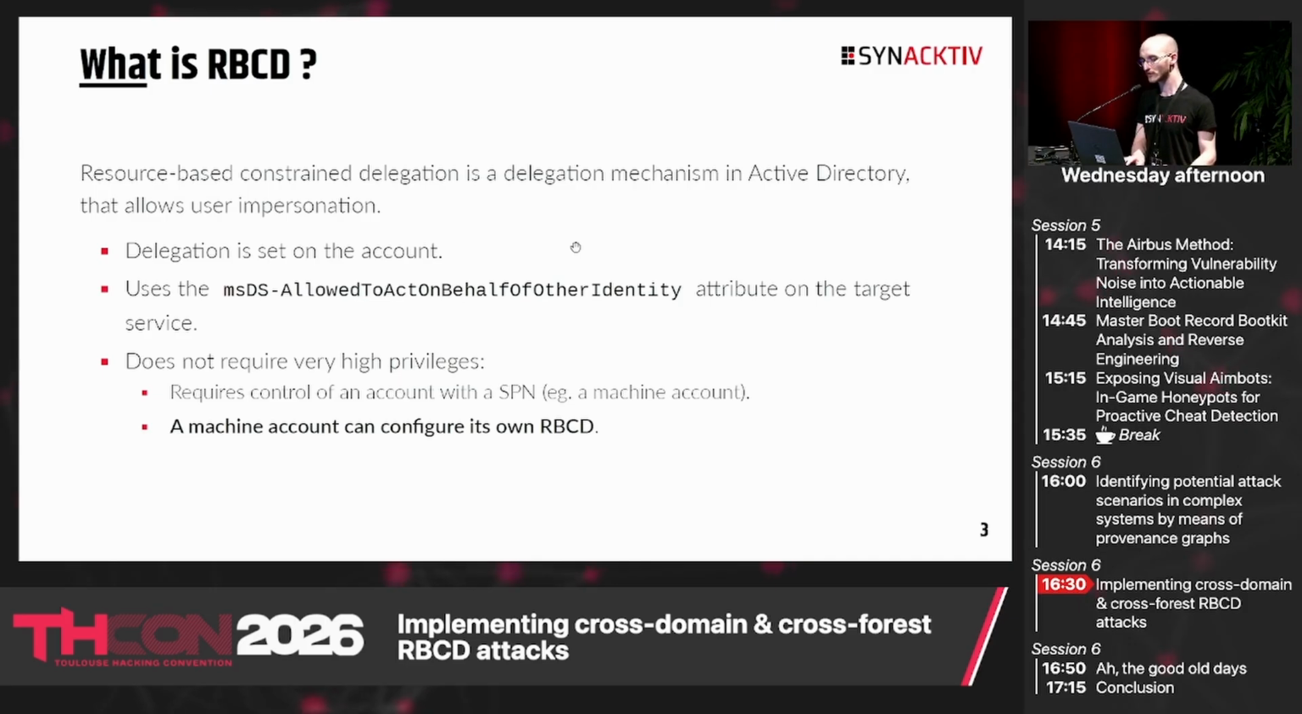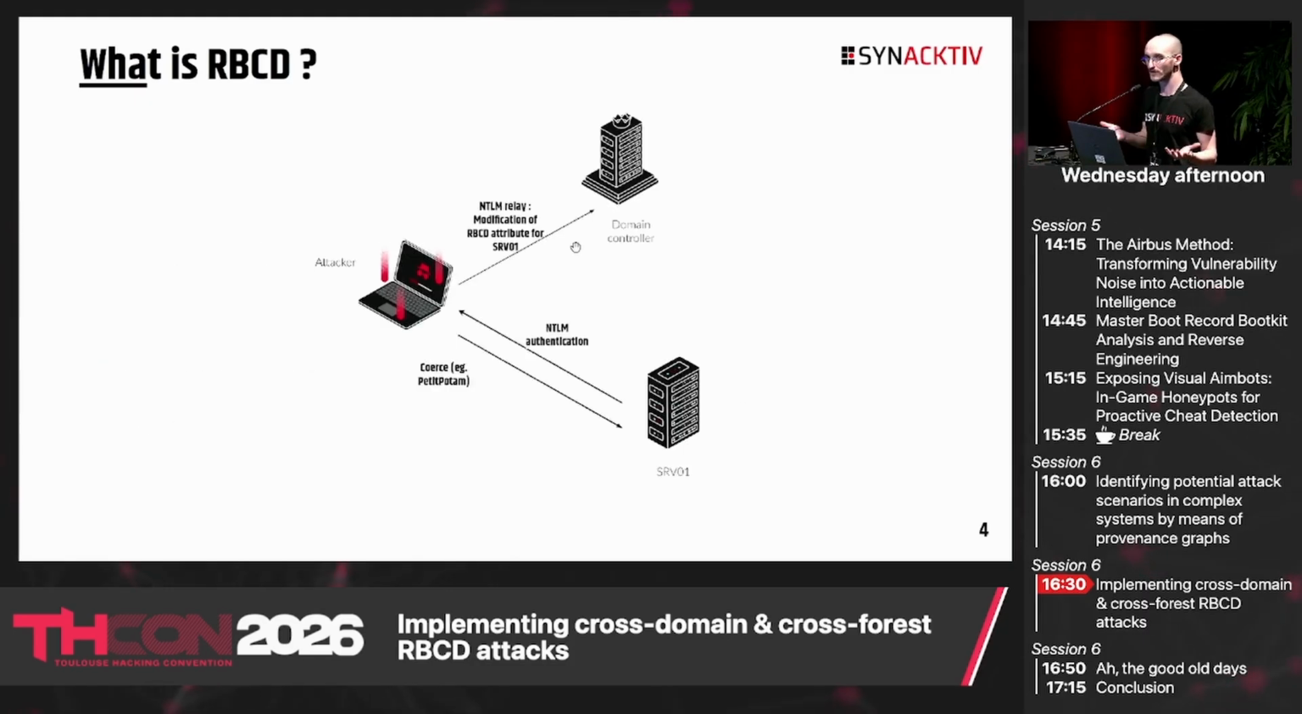RBCD is interesting for attackers and pentesters alike because it does not require very high privileges to abuse. We only require the control of an account with a service principal name, so SPN, for instance, a machine account, which is interesting because by default on Active Directory domains, you can add up to 10 machine accounts per user. And the interesting thing is that a machine account can configure its own RBCD, which makes it an interesting target for NTLM relay attacks.